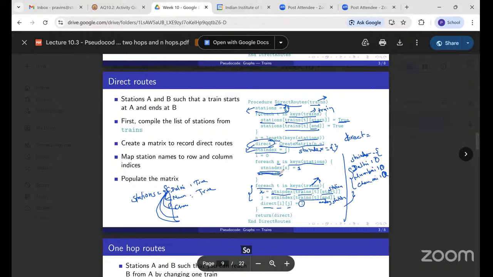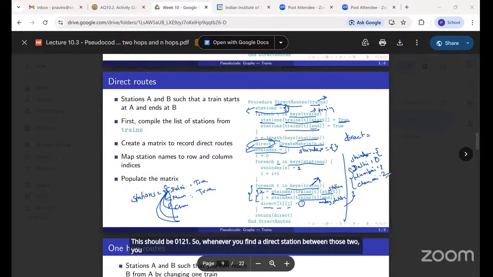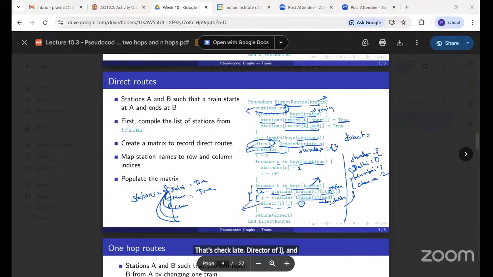So here, okay, this is correct. I guess these are correct. This should be 0, 1, 2 only. So, whenever you find a direct train between those two stations, you are just reinitializing to 1. That's it, right? Direct of ij. And you are modifying the direct ij matrices. See, we just created the direct ij matrices and we haven't used them anywhere. We have just created them and haven't modified anything.